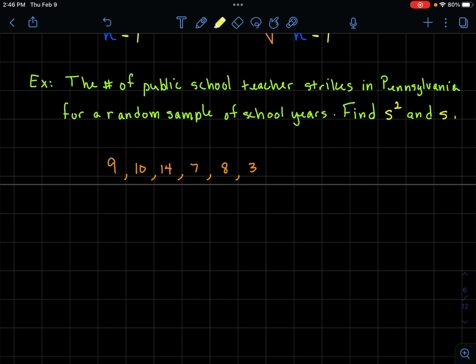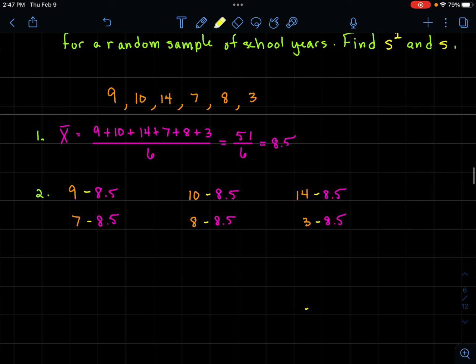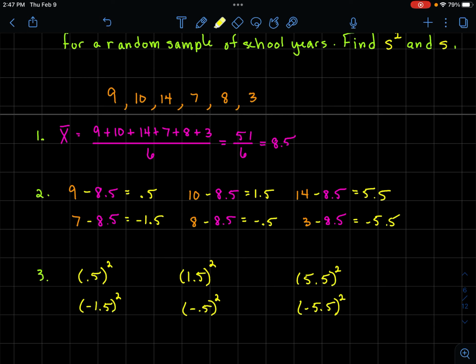So let's look at a second example. The number of public school teachers who went on strike in Pennsylvania. This is a random sample, so we collected just a small amount of data from all these schools in Pennsylvania. We're going to find the variance and the standard deviation. Well, first, nothing different. Let's add all these data points up and find the average. Doing this, we get 51 divided by 6, or about 8.5. Okay, how far away are all of our data points from 8.5? Let's do some subtraction.